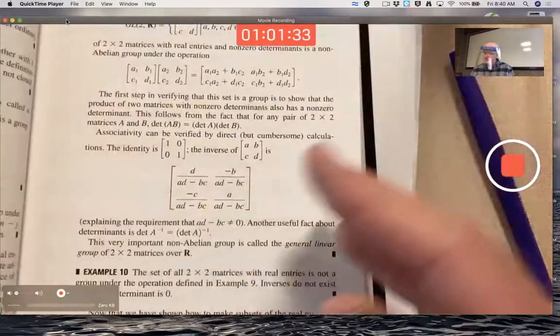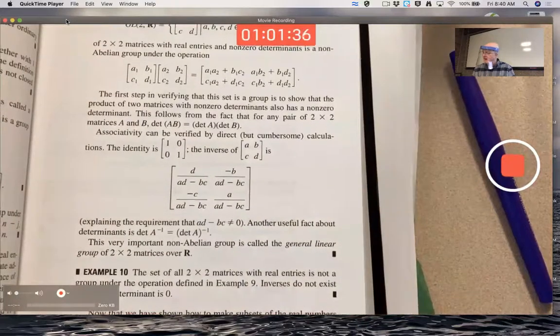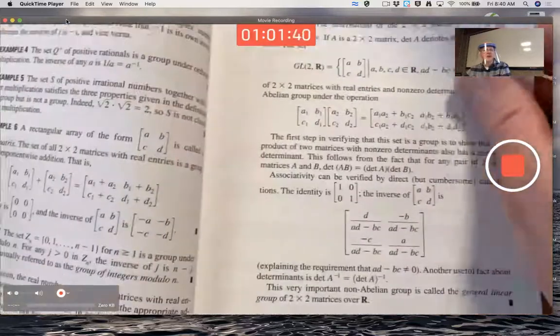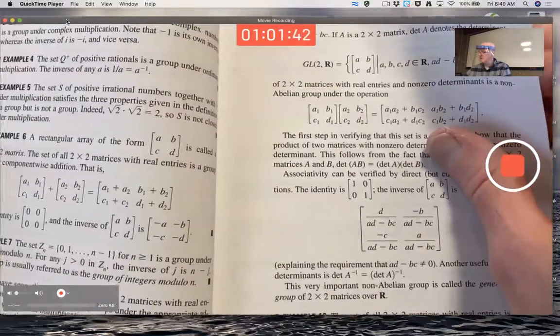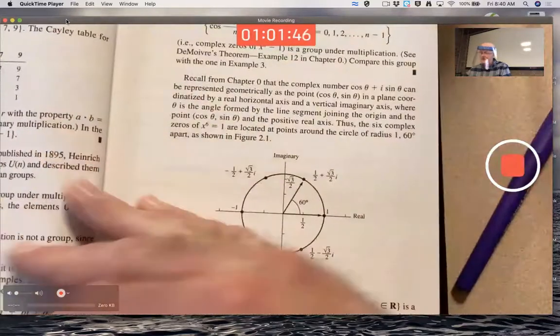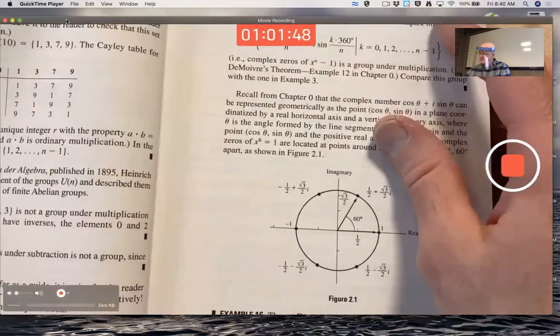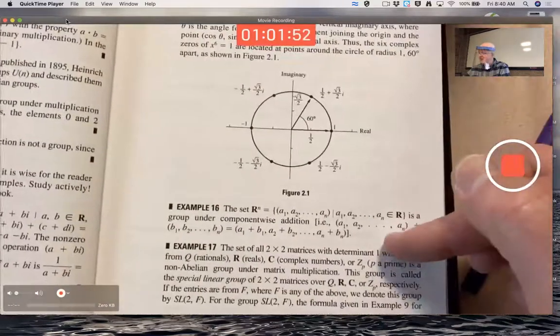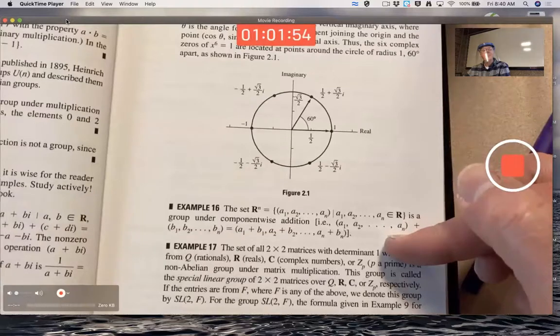Then there are lots of examples of groups. I think we have touched on pretty much all these examples at some point. Not all in the same class period, but pretty much all of them I think we've looked at one point or another. Not so much with the complex numbers. I mentioned the vector space thing.